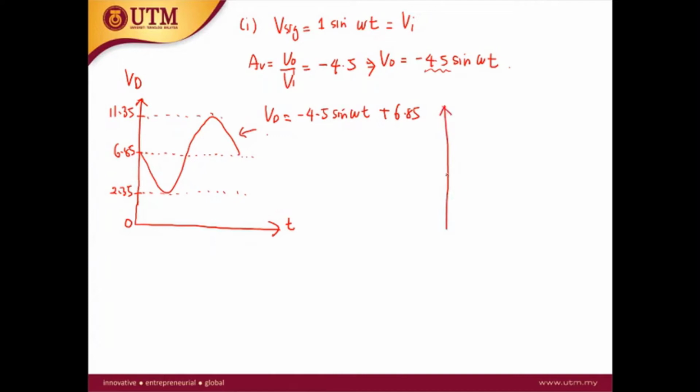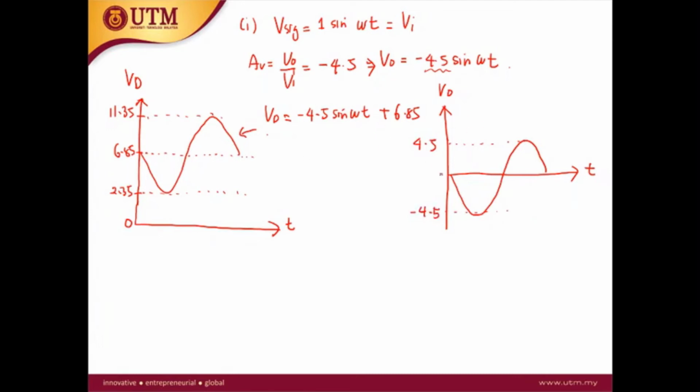Okay, so how does the waveform look at the load? This is V out over time. At the load, this 6.85 will be filtered out. There is no DC shift. The DC component will disappear, so what remains is only the AC signal. At the output, we have the AC signal without the DC shift. So this is 4.5, this is minus 4.5.